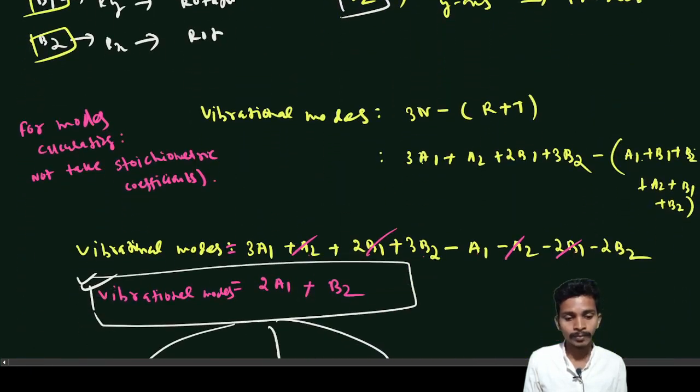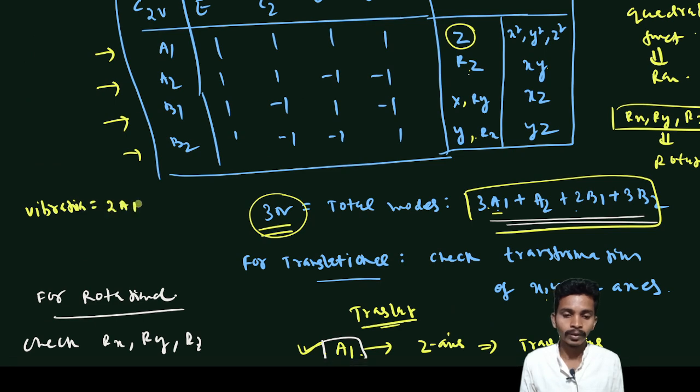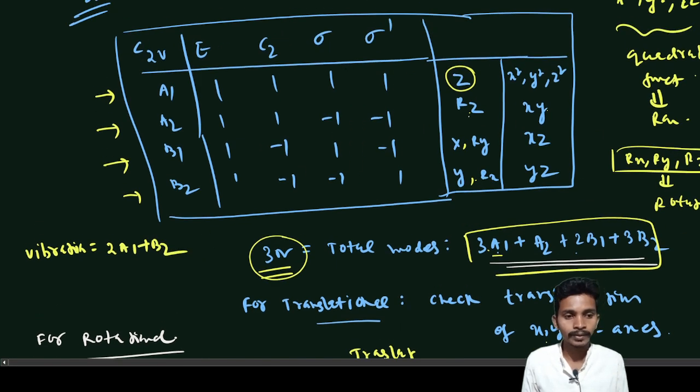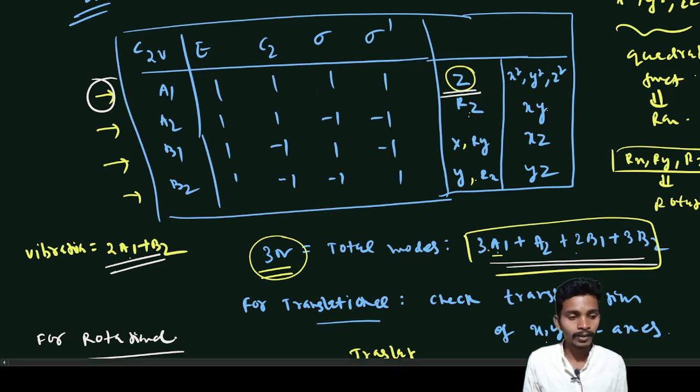So the vibrational modes we have are 2A1 plus B2. So from here we will check whether they are IR active or not. For IR active, what will we say? Whether x, y, z axis is present or not. So this is A1. The z axis is present. Then this A1 is IR active.